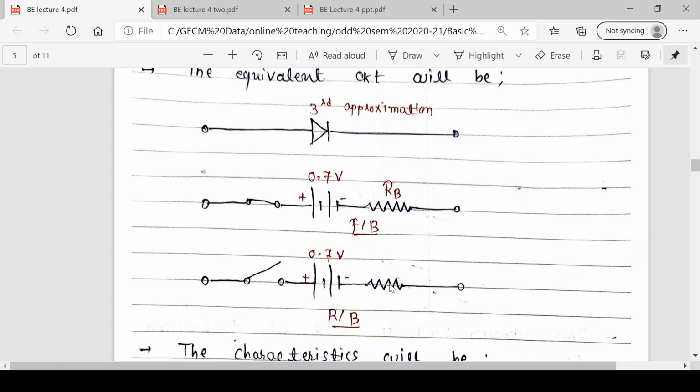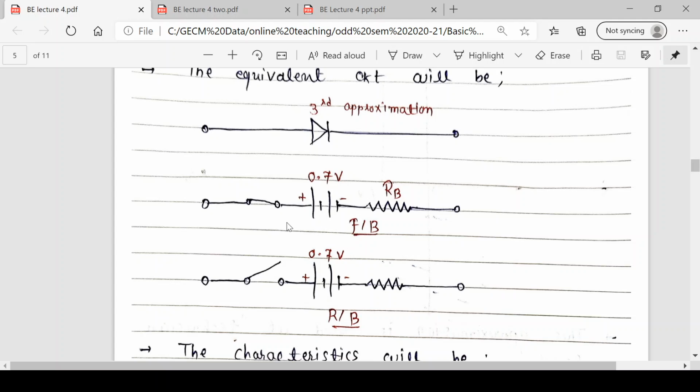Suppose RB is 1 ohm and reverse bias resistance is 200 ohm, then you can neglect RB because it is very much higher. But suppose RB is 1 ohm and reverse bias resistance is 50 ohm, then you cannot neglect this. You will consider total resistance as 51 ohm in reverse bias. So that is all about the equivalent circuit of the third approximation of diode.